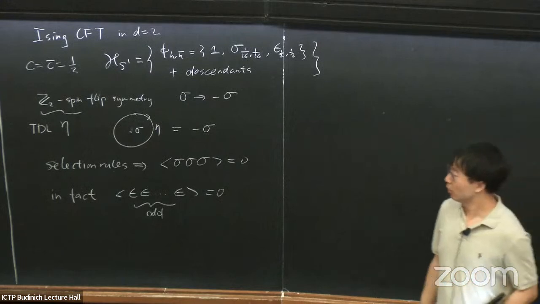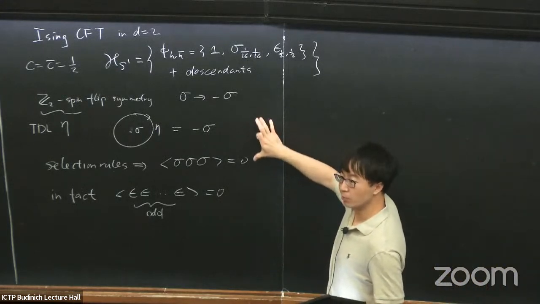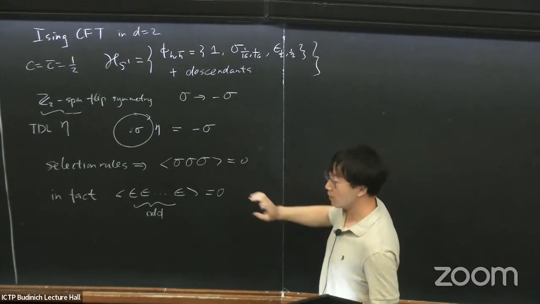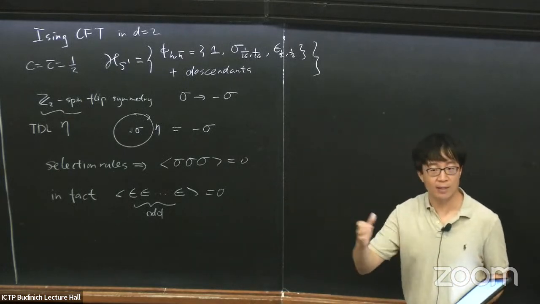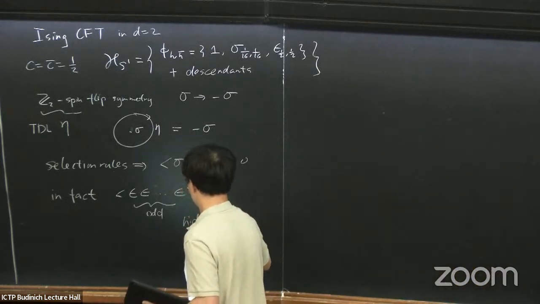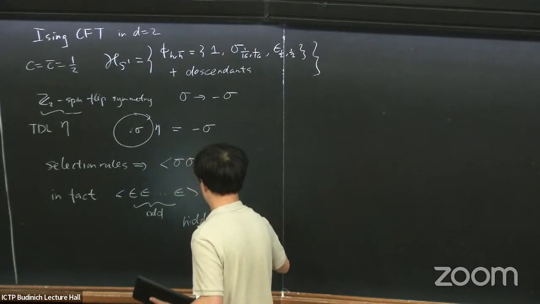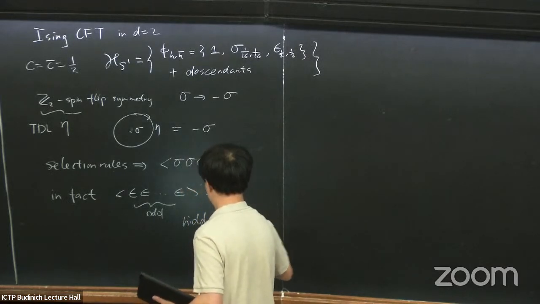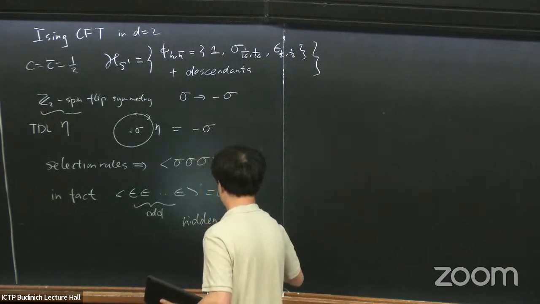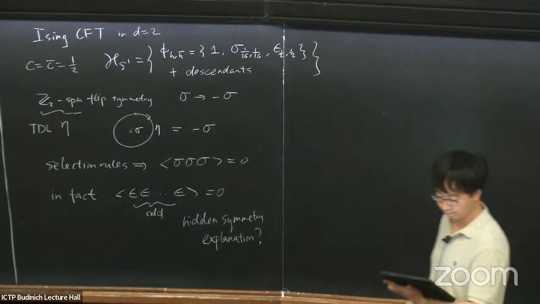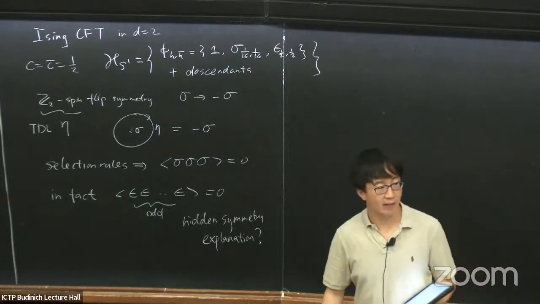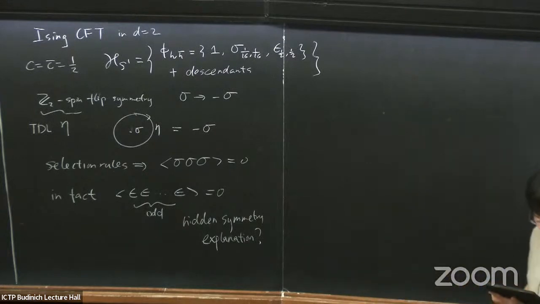So if you try to extrapolate from this picture down to here, you want to say that there may be some hidden selection rule that could be explained by some hidden symmetry. And that is the symmetry that we'll be identifying. It turns out that it will be a non-invertible symmetry.